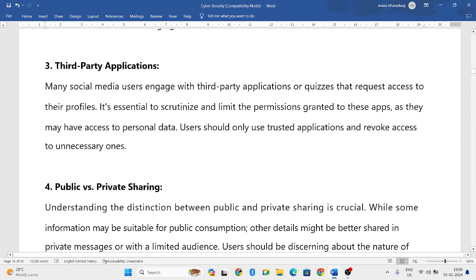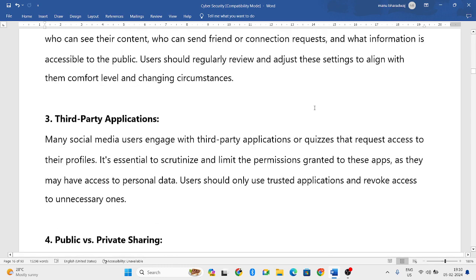Next is third party applications. There will be certain third party applications on social media. While giving permissions to third party applications, you should be very careful and limit their access, so that they don't have any access to your personal data. Only give permission to trusted applications.